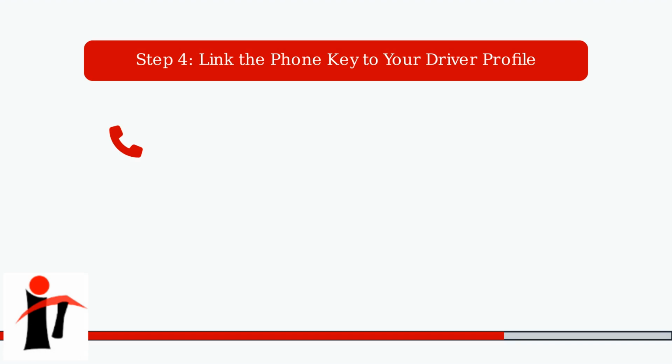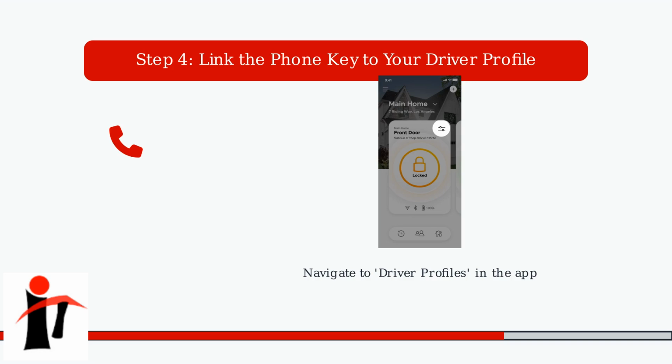Now that your phone is paired, it's time to link it to your driver profile. This step connects your phone key to a specific user profile in the Tesla app, allowing personalized settings to activate automatically when you approach the vehicle. First, navigate to the Driver Profiles section in the Tesla app.